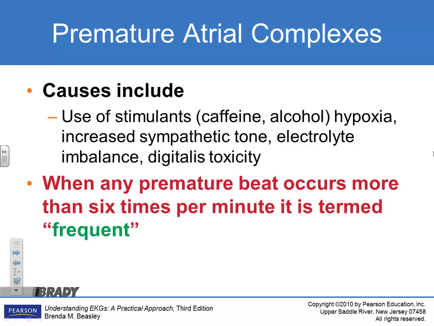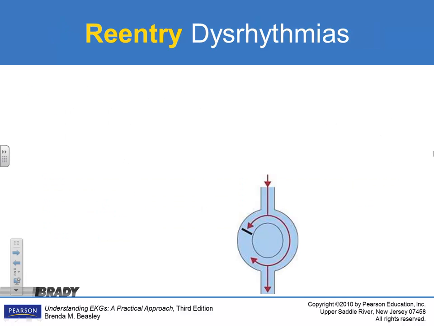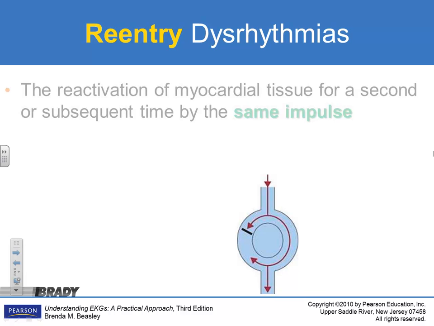Electrolyte imbalances. Now, anytime you have an ectopic beat where you get more than 6 in 1 minute, we're going to call that frequent. Patients become more symptomatic if they've got more than 6 ectopic beats in a minute. PACs, even when you've got 6 or more, are usually not lethal by any stretch, whereas if you get a lot of PVCs like that, then you've got something else going on.